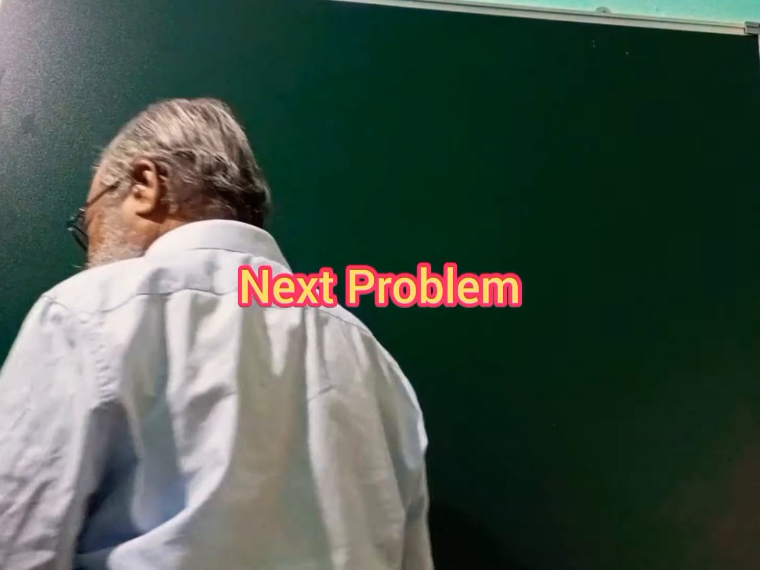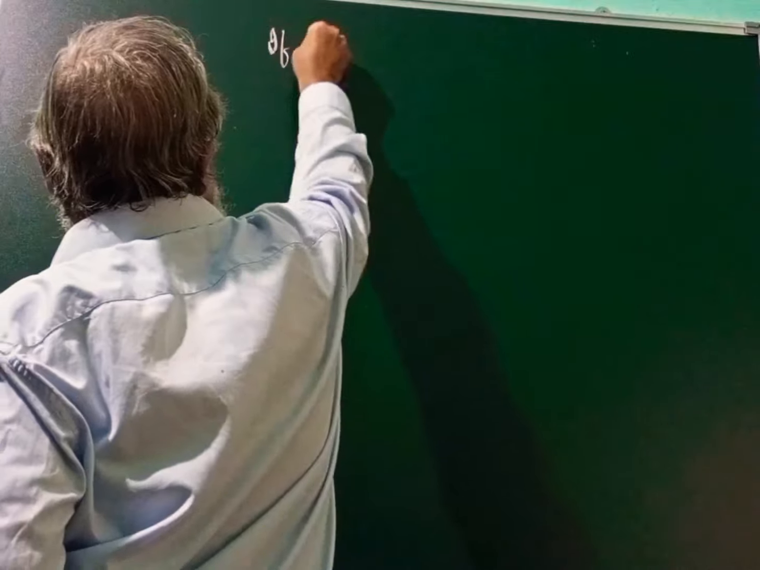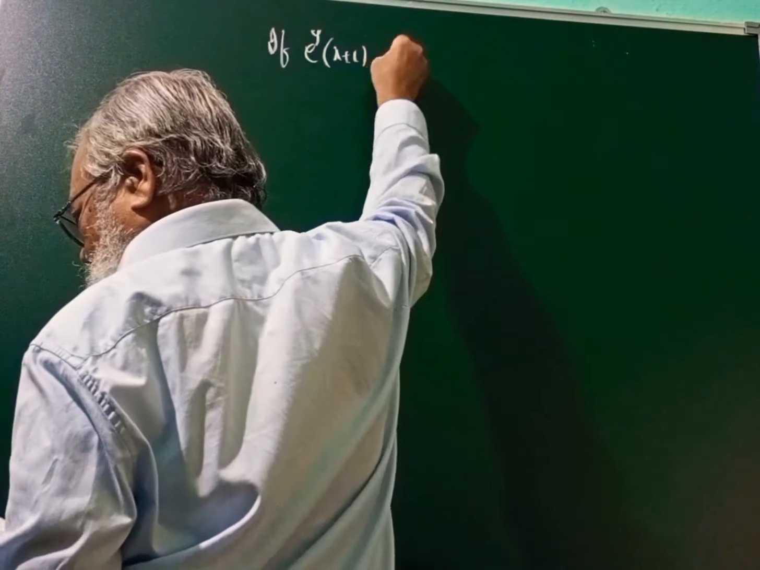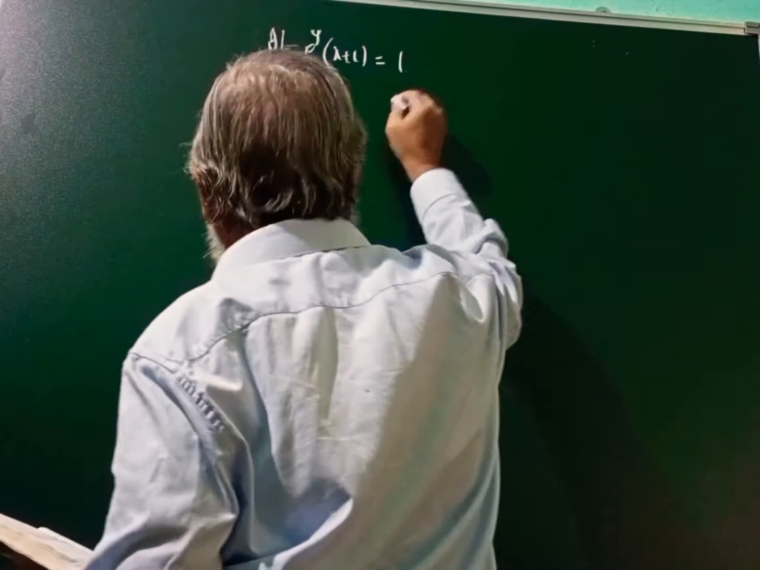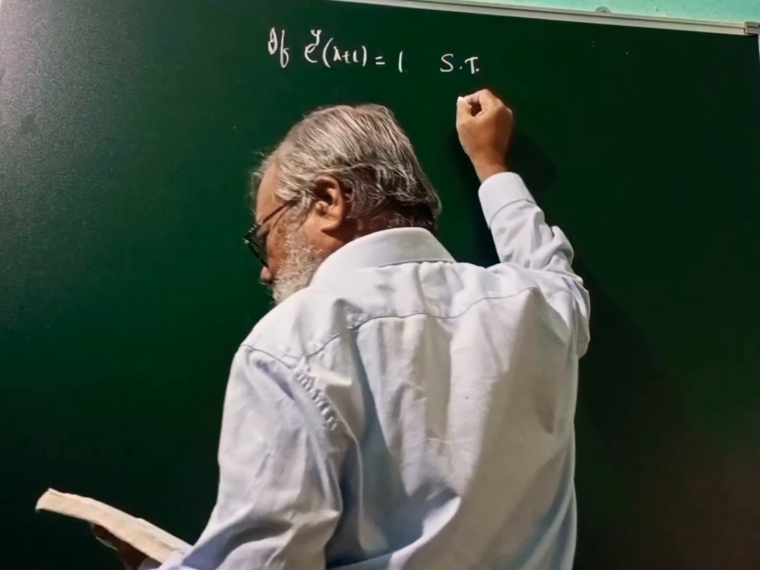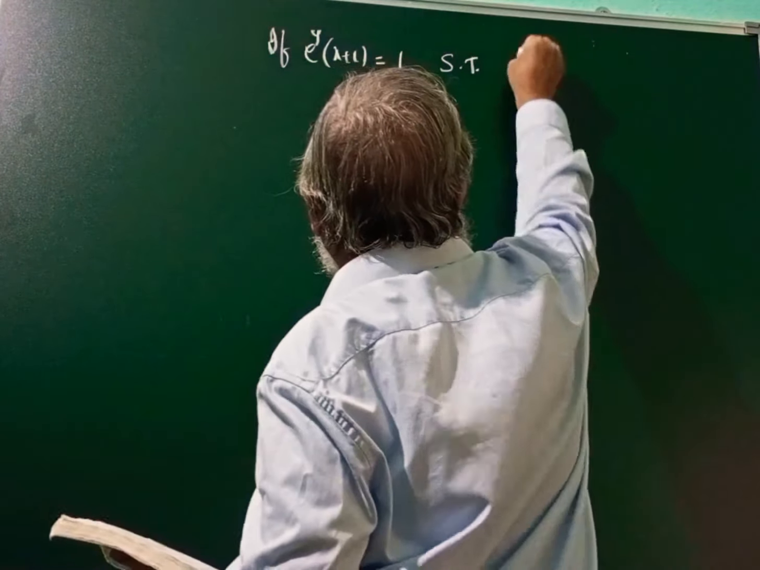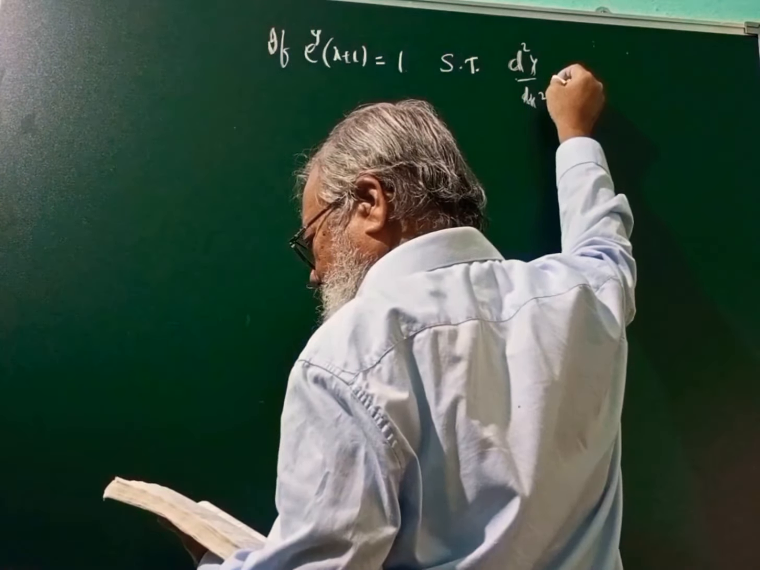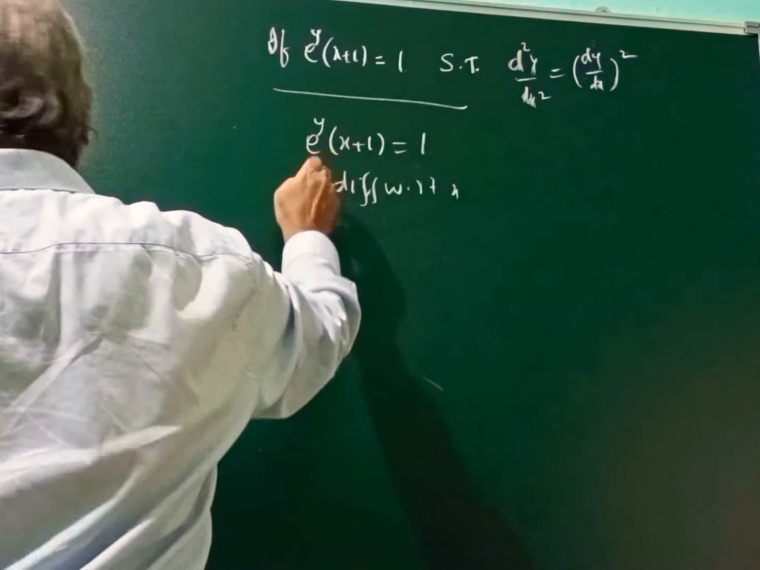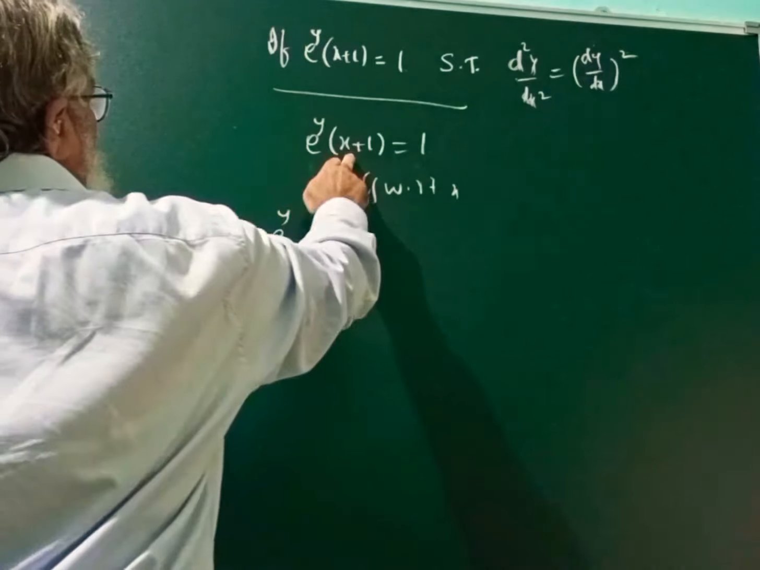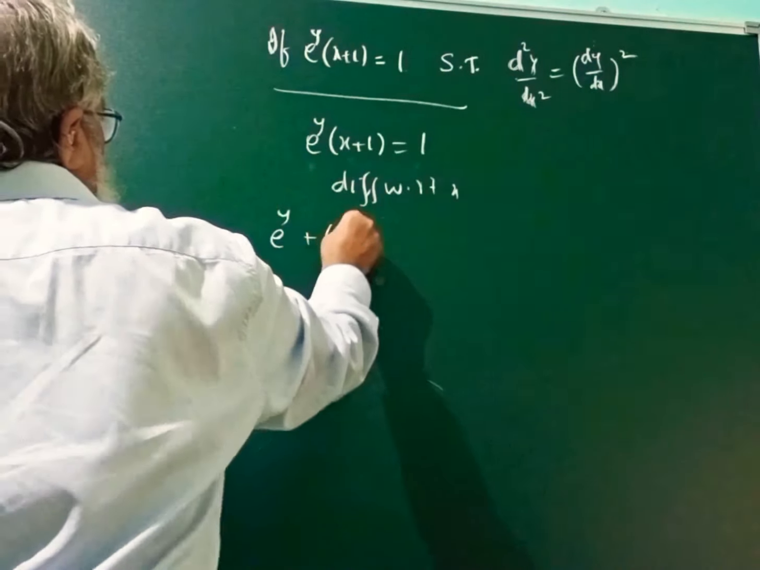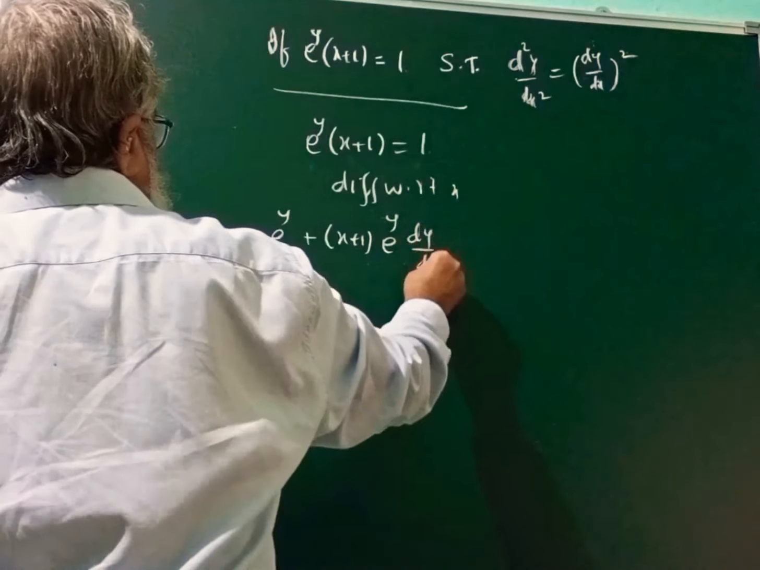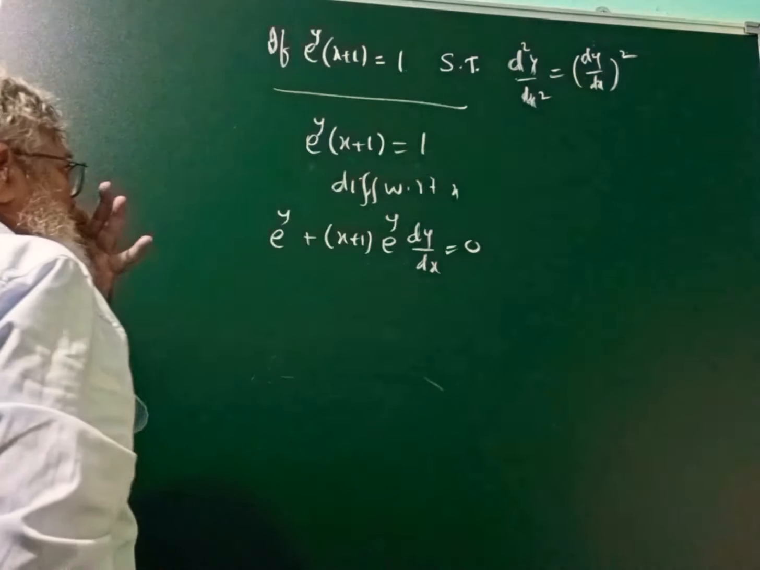Next problem. If e raised to y into x plus 1 is equal to 1, show that d square y by dx square is equal to dy by dx whole square. Differentiating with respect to x, we have to apply the product rule here. First function as it is, differentiation of this is 1, plus x plus 1 as it is, differentiation of e raised to y is e raised to y into dy by dx. Differentiation of 1 is 0.